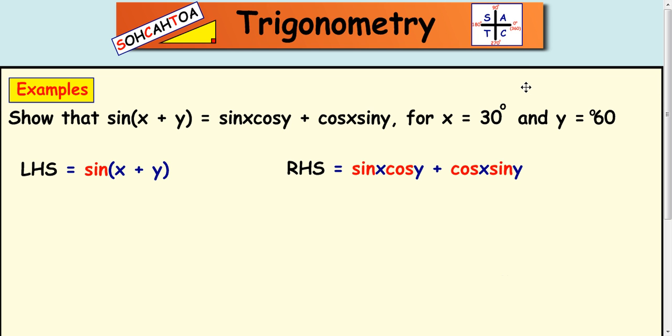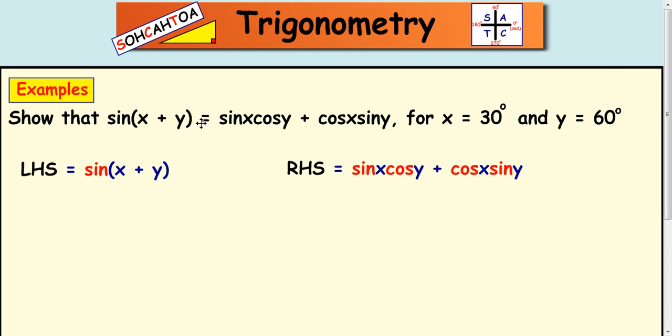In this first example, we're going to look at a proof type question, and it says show that sin(x + y) is equal to sin x cos y plus cos x sin y, for x equal to 30 and y equal to 60 degrees. I'll just move that degree sign in.